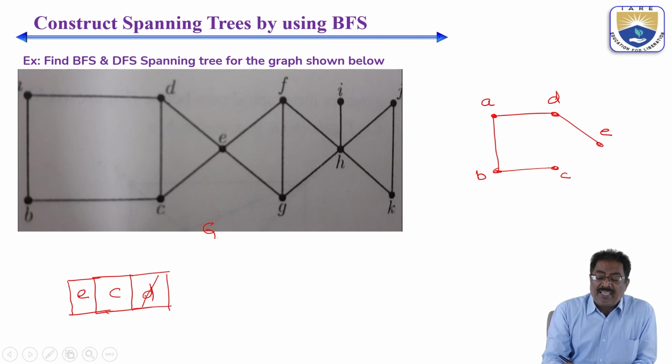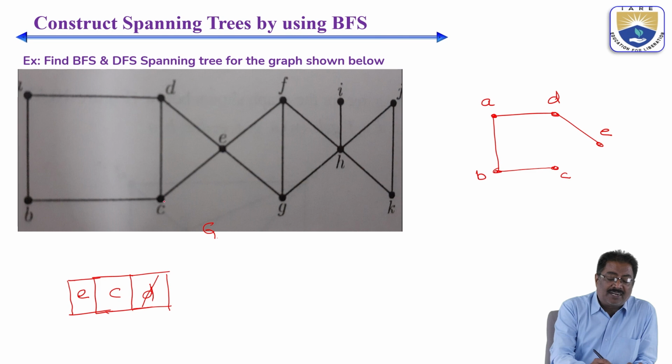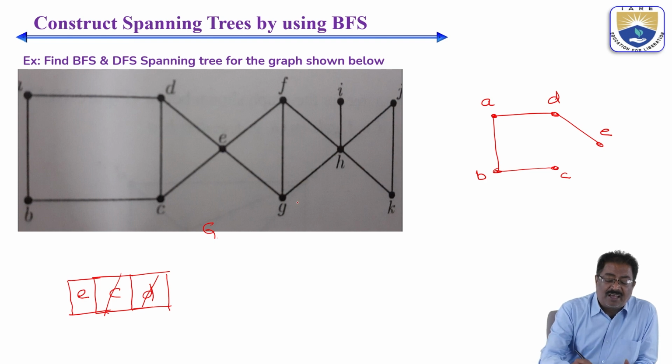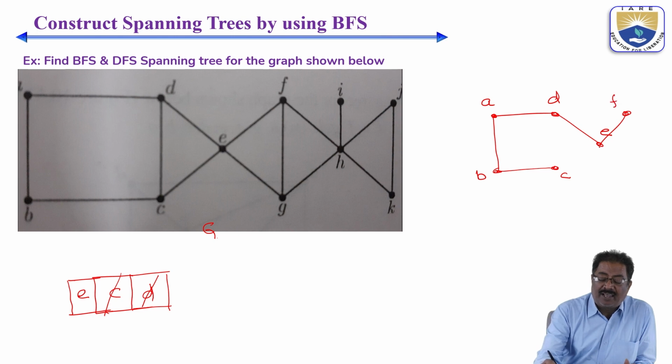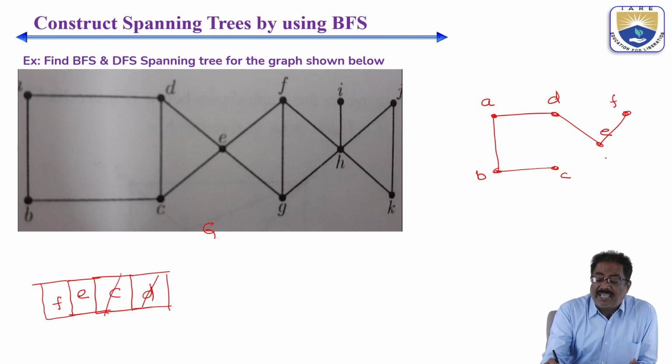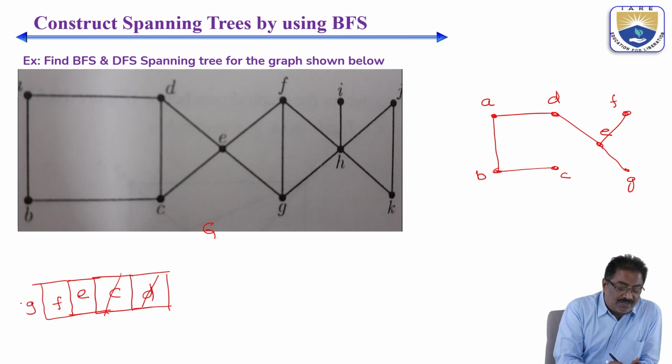Then we remove that, there is no other. Then go for C. From C, the adjacent vertices are E, D and B, which are all visited, so I am going to remove that. I am going to dequeue. The next is E, and E's adjacent vertices are F and G. I will consider F first, and then I take the next one, G. So next we have to consider G.